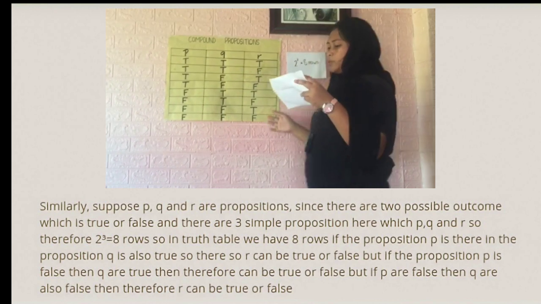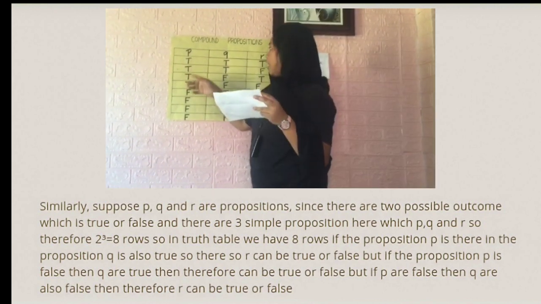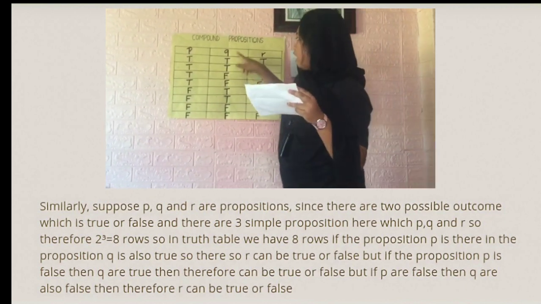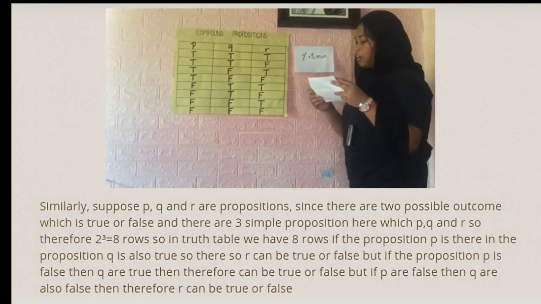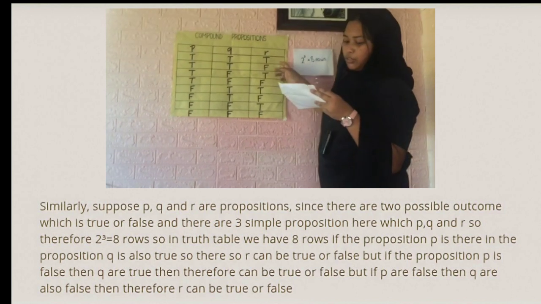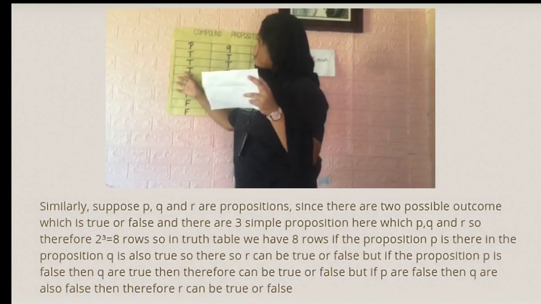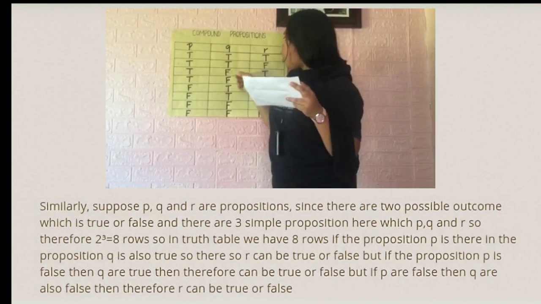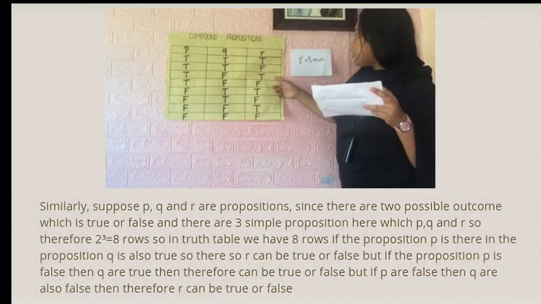Of these 8 rows, if proposition P is true and Q is true, then R can be true or false. If P is true and this time Q is false, then R is true or false.